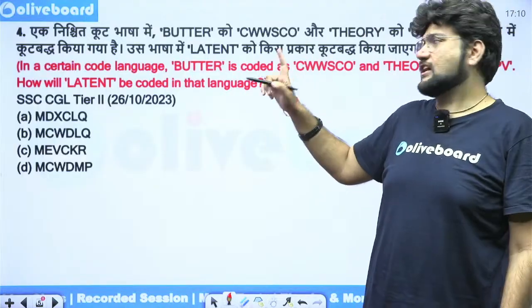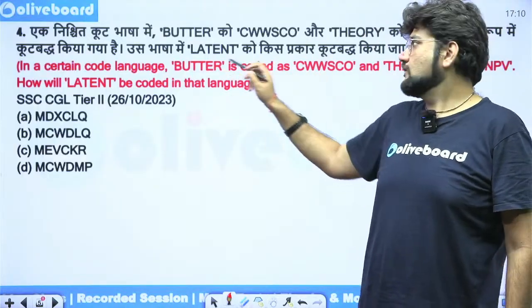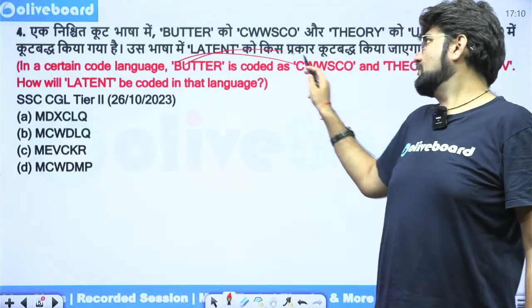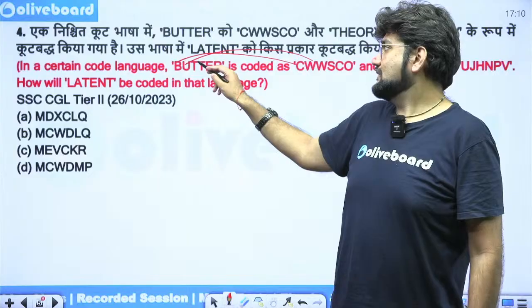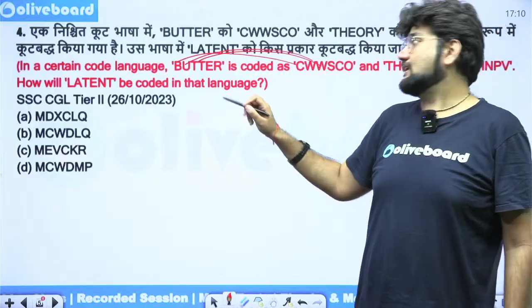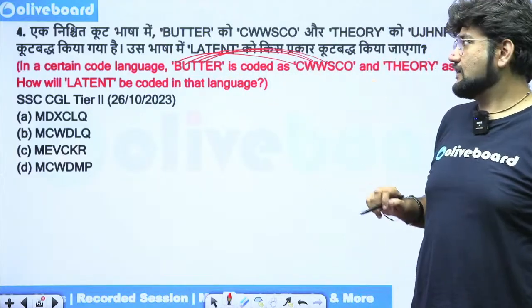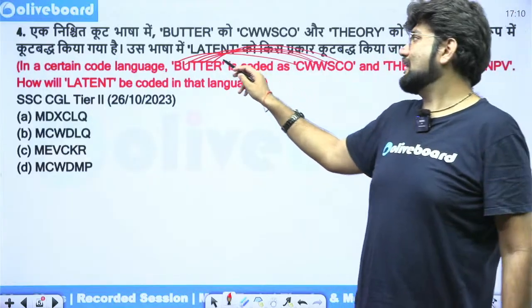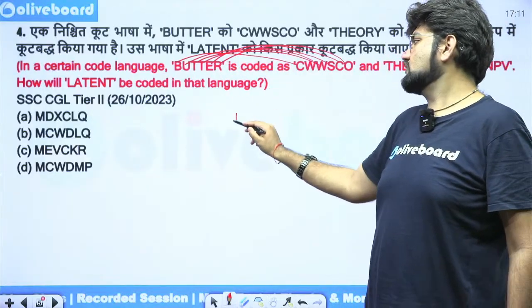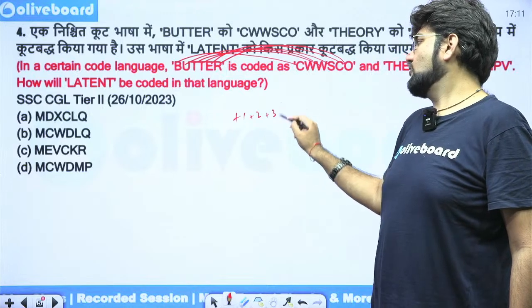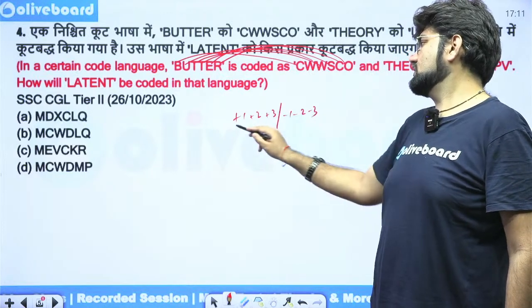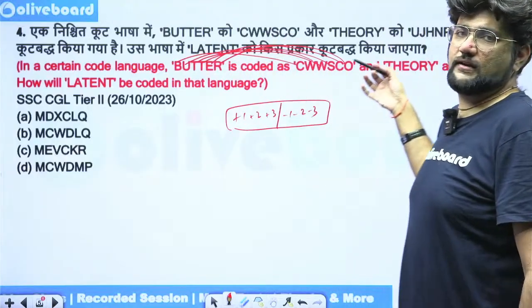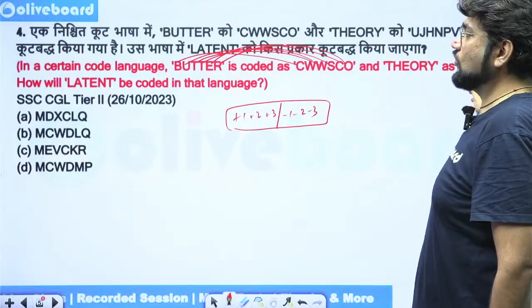So first you will always check with corresponding. For letter to letter coding, first check for corresponding. So B and C is +1, 2 and W, 21 23 is +2, P and W, 20 23 is +3, E and S is -1, E and C is -2, and R and O is -3. So the logic is +1 +2 +3 followed by -1 -2 -3. This is the logic. How did you figure it out? Just simply by checking the corresponding letters. Okay. So what is the code for latent?